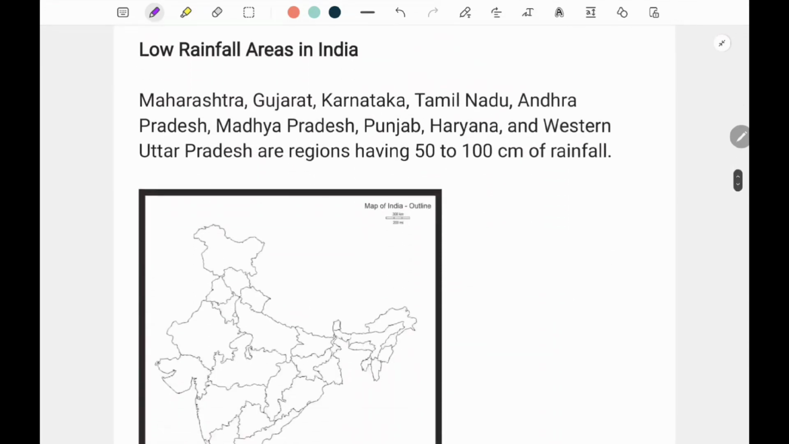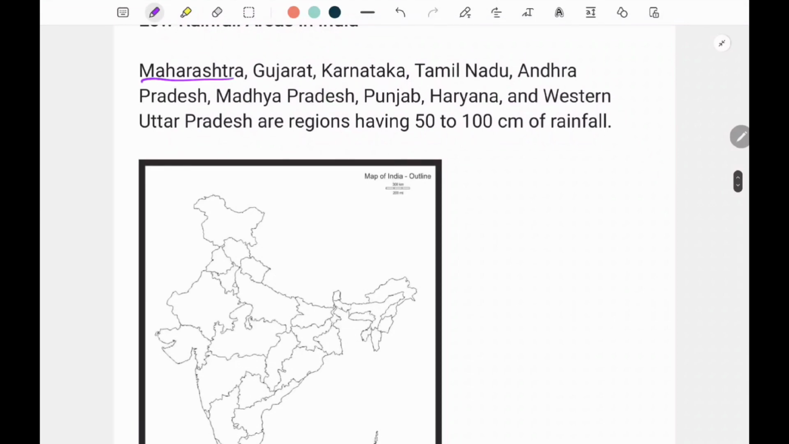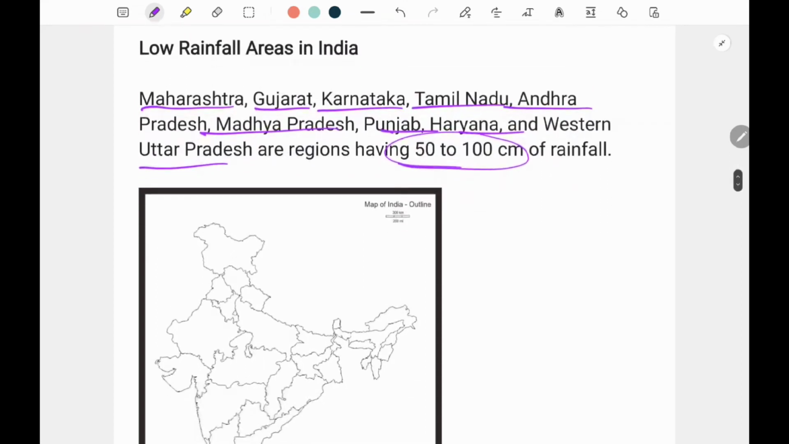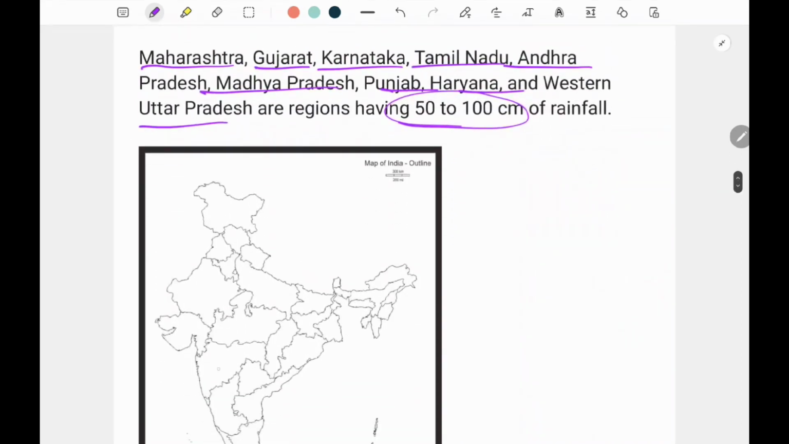Low rainfall areas we will see now. Again Maharashtra is there, Gujarat is there, Karnataka is there, Tamil Nadu is there, Andhra is there, then Madhya Pradesh, Punjab, Haryana, Western Uttar Pradesh. So 50 to 100 centimeter. So most of the states come under the low rainfall areas. So which states are there? Maharashtra, then Gujarat, then Karnataka, then Tamil Nadu.